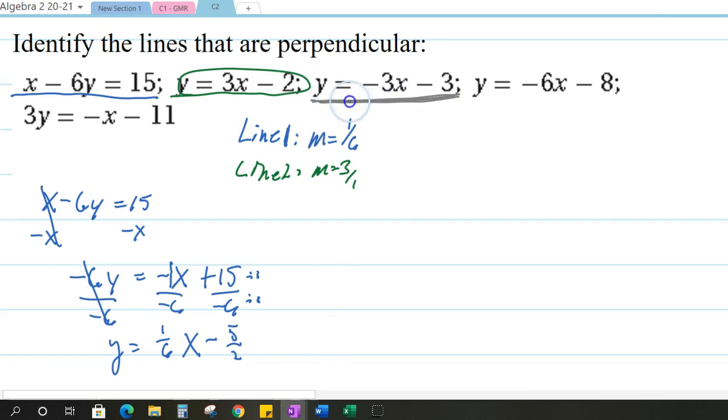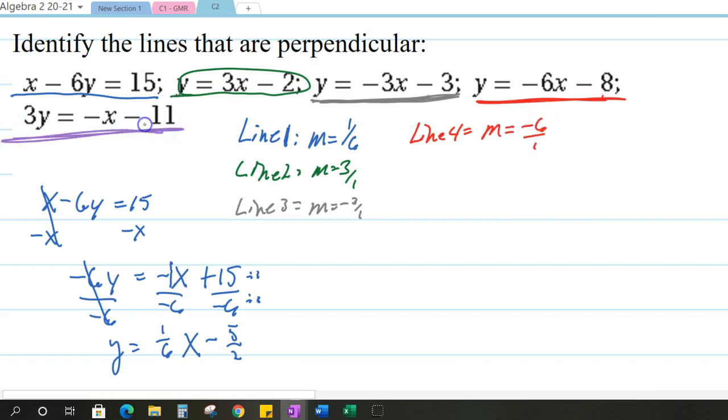For line 3, here in gray, it's already in slope-intercept form. Our slope is the number in front of the x, negative 3, and that's going to be over an invisible 1. M is equal to negative 3 over 1. For line 4 over here, which we'll do in red, the slope is equal to negative 6, over an invisible 1, negative 6 over 1.